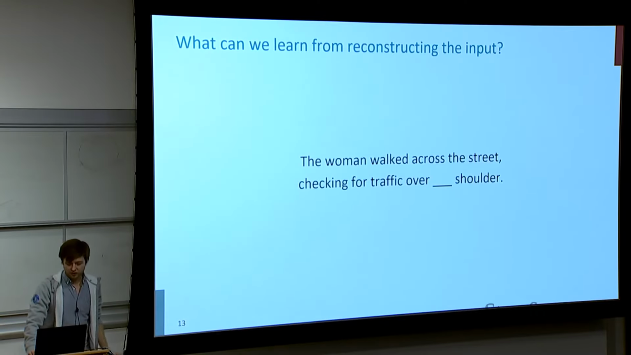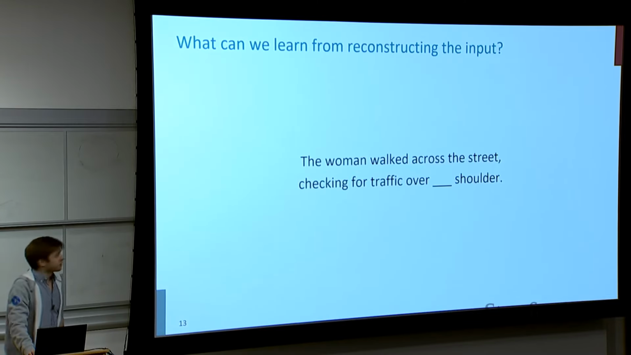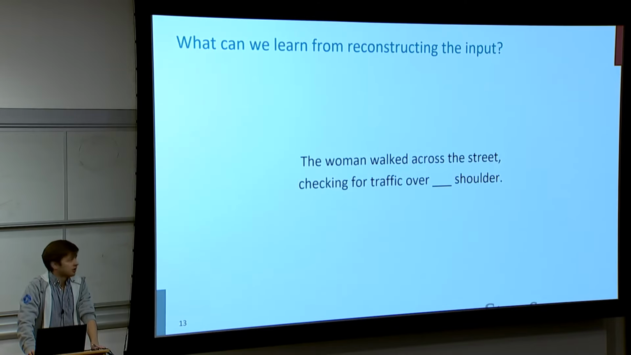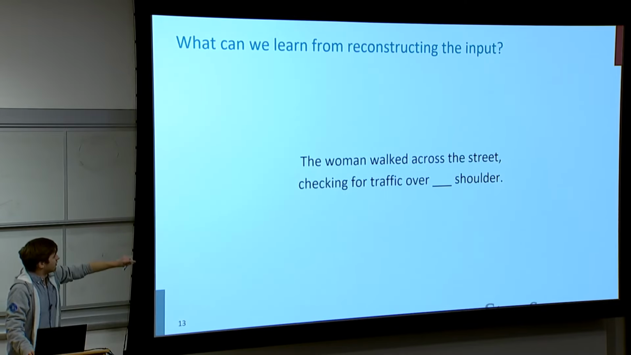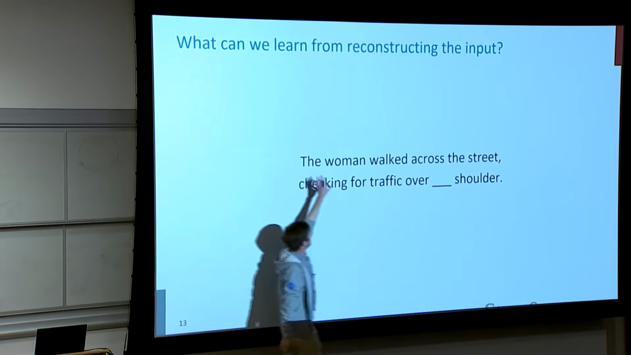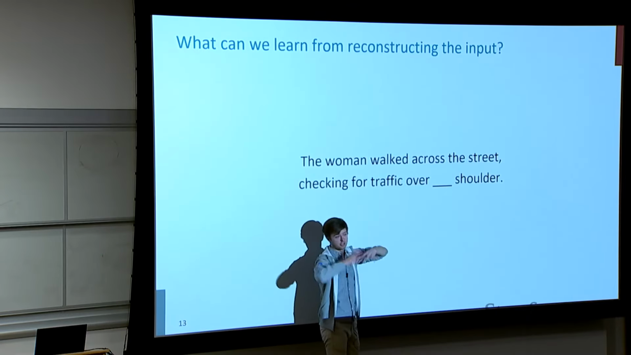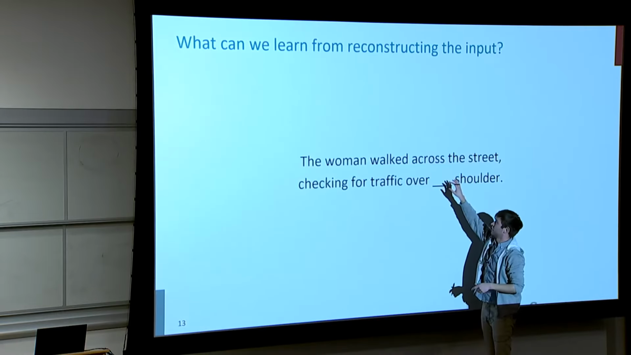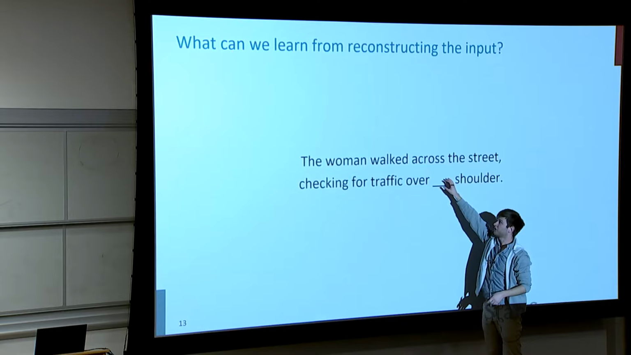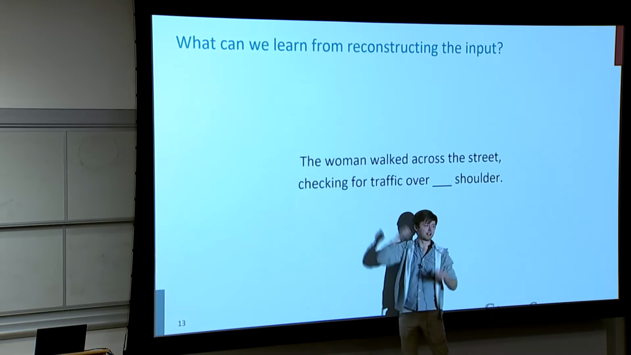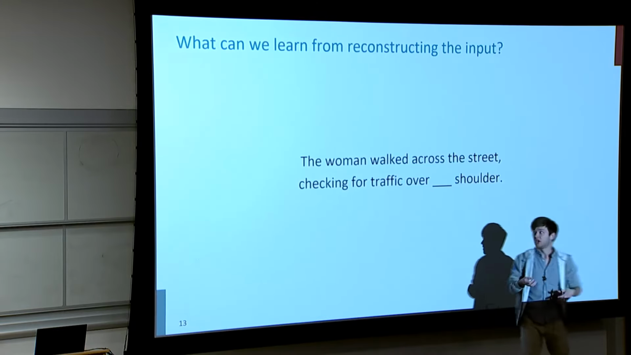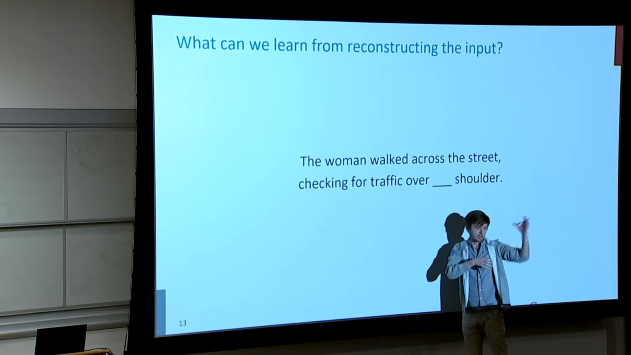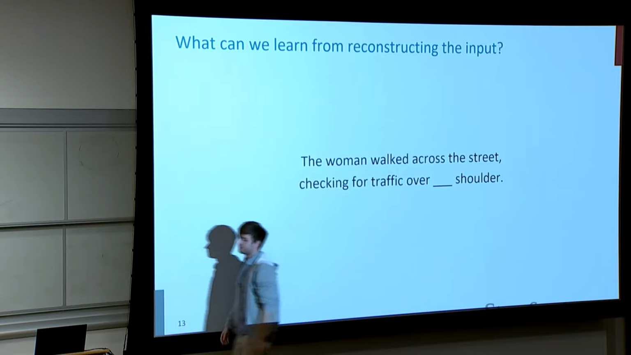The woman walked across the street checking for traffic over blank shoulder. Any ideas on what could go here? Her, right? So this is a co-reference between this entity who is being discussed in the world, this woman, and her shoulder. This is a linguistic concept: the word her here is a co-referent to woman, right? It's referring to the same entity in the discourse. And so the network might be able to learn things about what entities are doing what where.